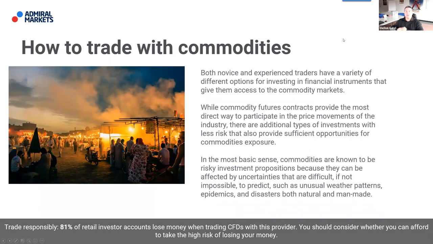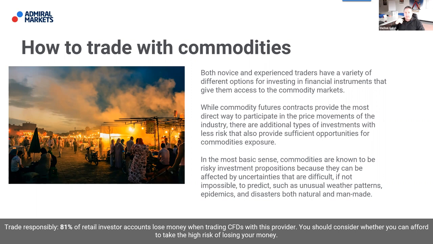So, how to trade commodities. Both novice and experienced traders have a variety of different options for investing in financial instruments that give them access to the commodity markets. While commodity futures contracts provide the most direct way to participate in the price movements of the industry, there are additional types of investment with less risk, like CFDs, that also provide sufficient opportunities for commodities exposure. For example, I trade with CFDs. That's the easiest way. And you can participate with a higher amount in my asset management with huge accounts. Of course, I trade futures as well.